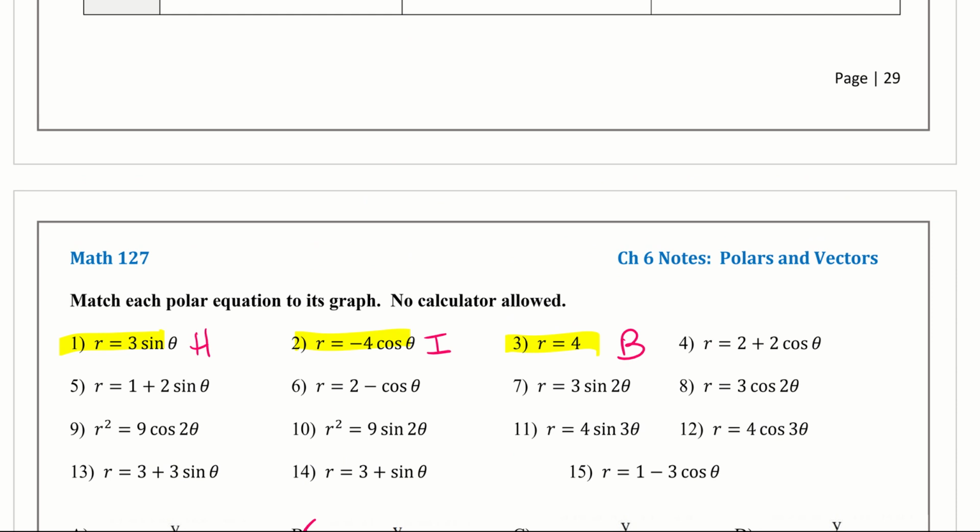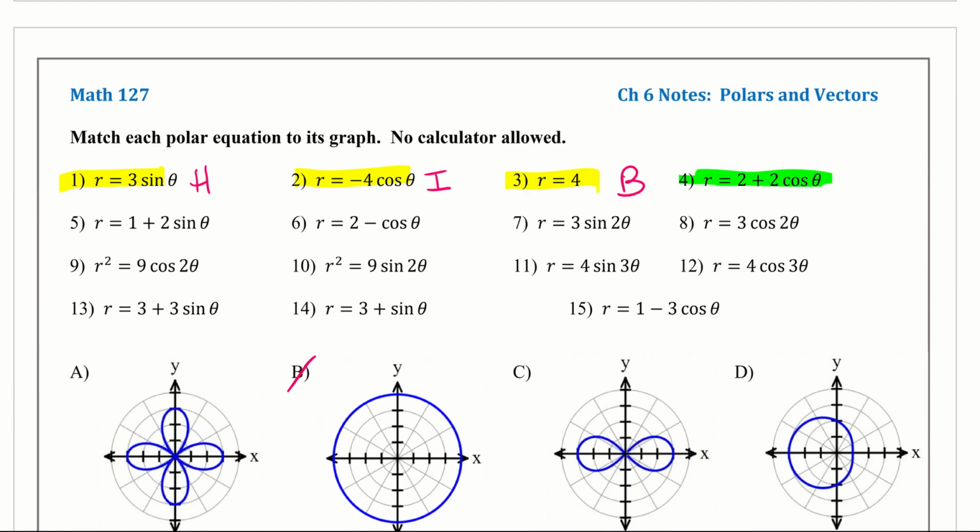Number 4, this is a cardioid. When A and B are the same number, they can have different sides. Let me see if there's any other cardioids in this set of equations. I see one right here. A and B are the same number. I think that's it. Those are the only ones I'm noticing. So both of these are cardioids.